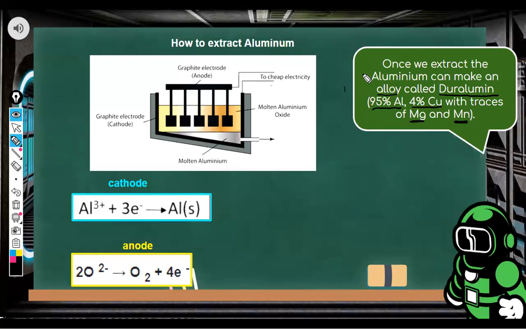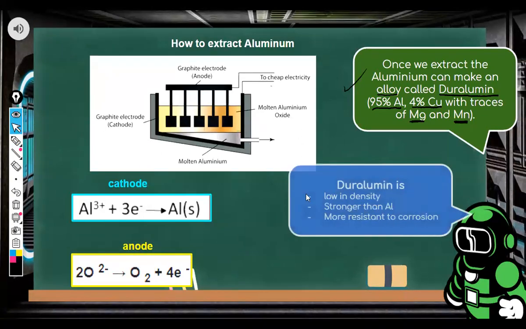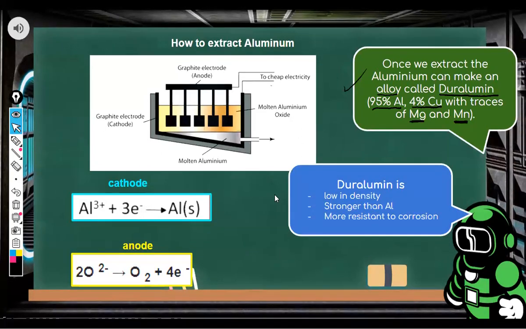So take down everything in green. And in the exam, if they ask you what are the benefits of duralumin, and it's pronounced kind of tight, I'm sorry. It's very low in density, which is good. It's stronger than aluminum, and it's more resistant to corrosion.